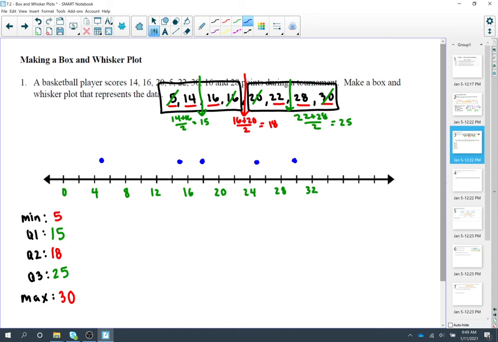Then you start with your 3 inner dots, vertical line, vertical line, vertical line. Again, you should not be touching the number line. Don't touch it. And you make your box. Then you have your whiskers. You just connect the 2 ends, connect the 2 ends. And then last but not least, you have to label your number line. So what are these numbers actually representing? They're representing scores. Make sure you label, and that's your box and whisker plot.